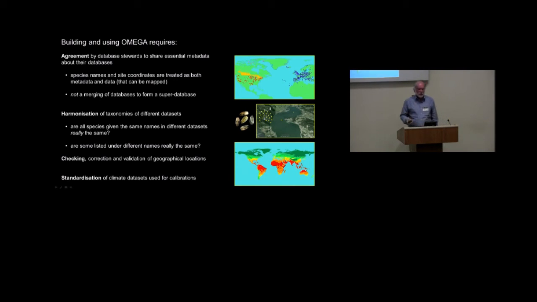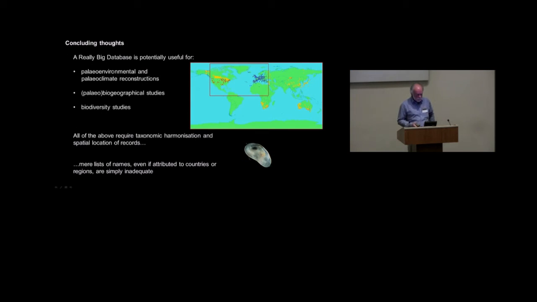We also need checking, correction and validation of geographical locations. I've already mentioned that example in the node database. And finally, we need some sort of standardization of climate data sets that are used for the calibrations, because people doing this sort of work with different regional databases have used different regional climate data sets, which may not be matched very precisely to the period of time in which the ostracods were collected, or they may be integrated over 30 years or 50 years or something like that. So we want some sort of standardization. So those are a few of the problems.